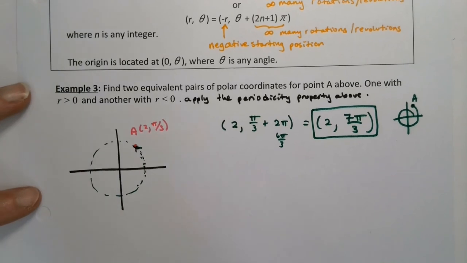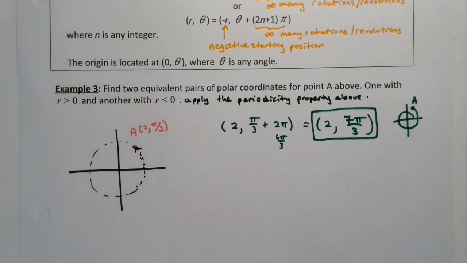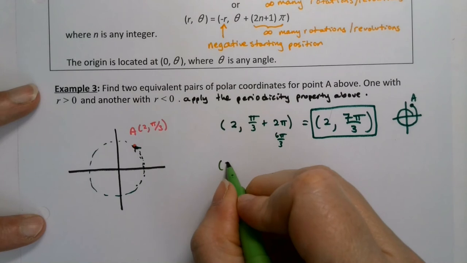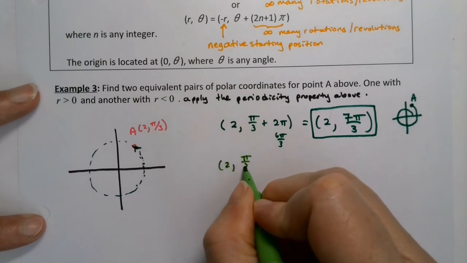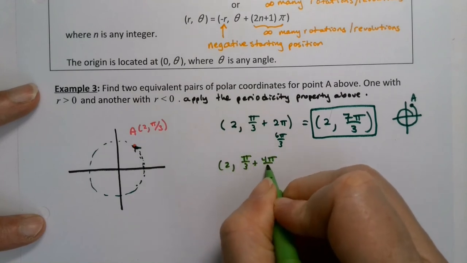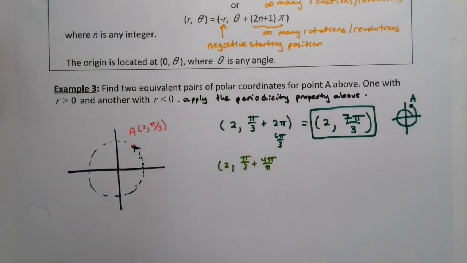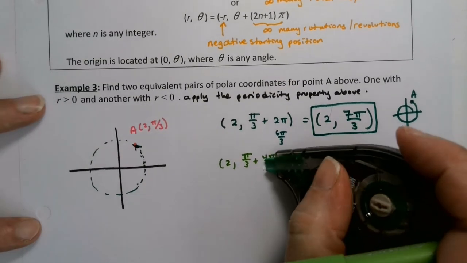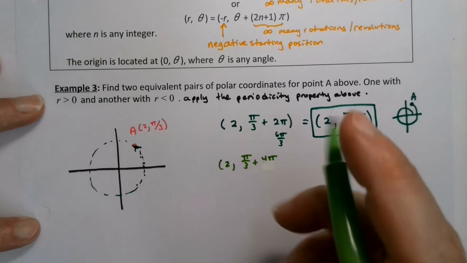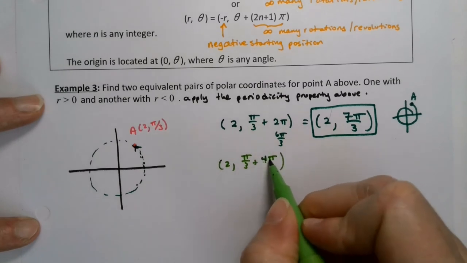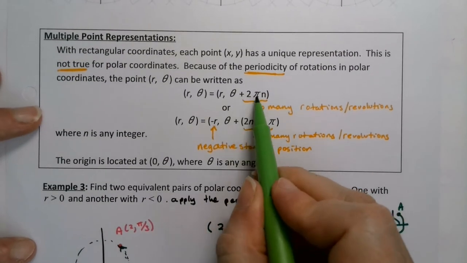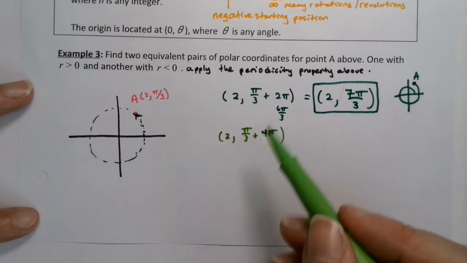We could do it again, of course. We could also do 2 comma pi over 3 plus 4 pi. Oh, 4 pi. I was thinking of my fraction already. All right, so plus 4 pi, right? Because that would be 2 pi times 2. So in other words, adding 2 revolutions.